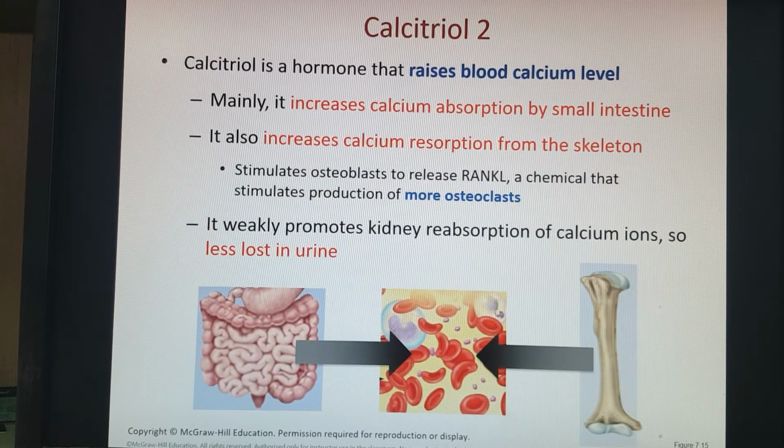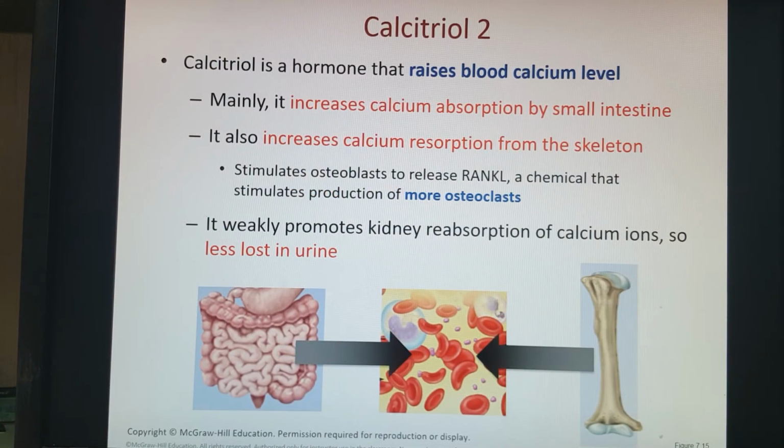So what does it do? It's going to raise your blood calcium level. So it's going to increase calcium absorption in the small intestines, so increase from the diet into the bloodstream. Also increases calcium resorption from the skeleton.